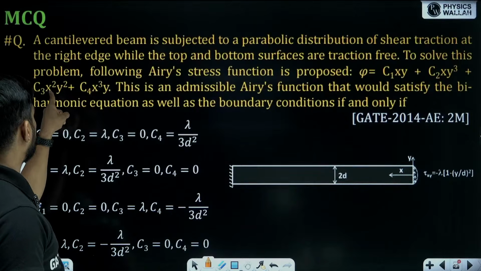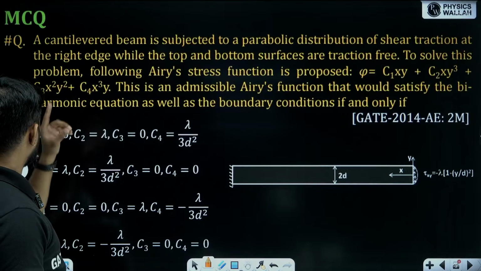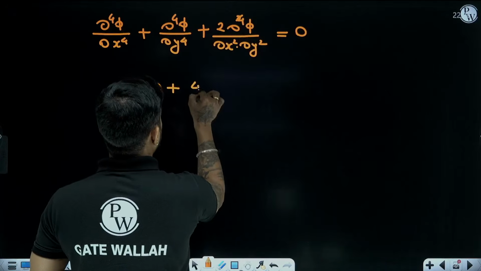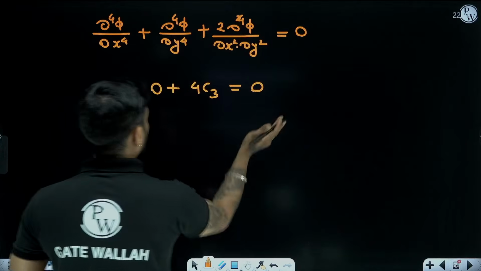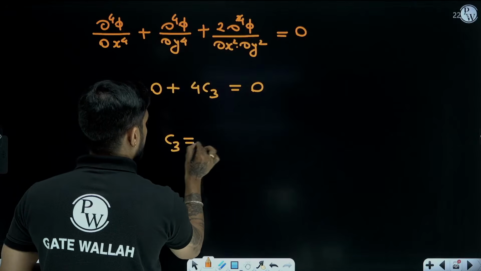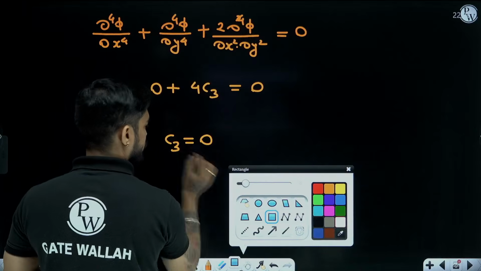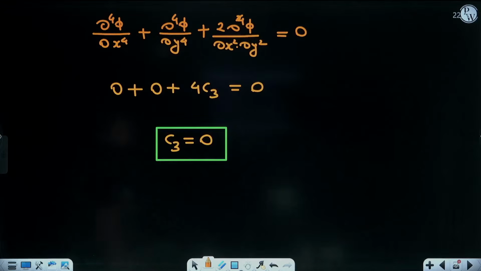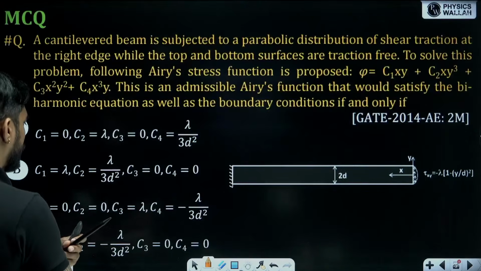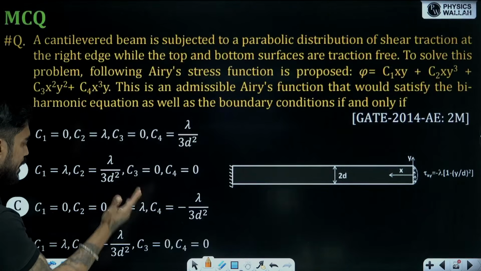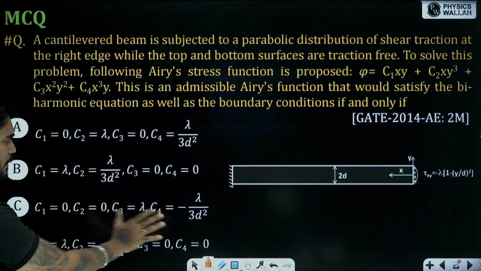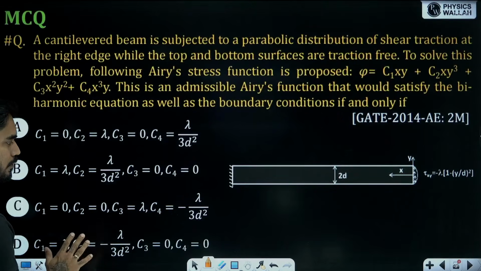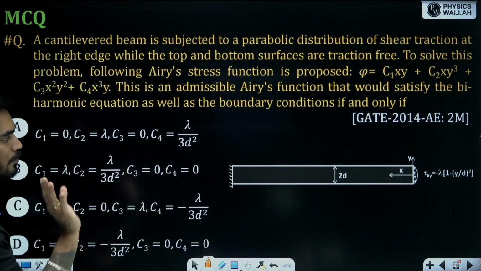This will become 4c3, right? 2 times 4c3. This will become 4c3 equal to 0. So from here I am getting c3 equal to 0. So I have got the first value, c3 equal to 0. So A, B and D can be the answer. C cannot be the answer because here c3 is lambda, which is not correct. C3 is 0. Okay.